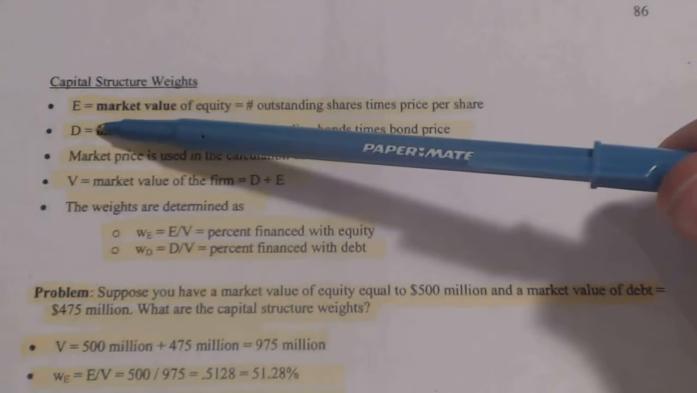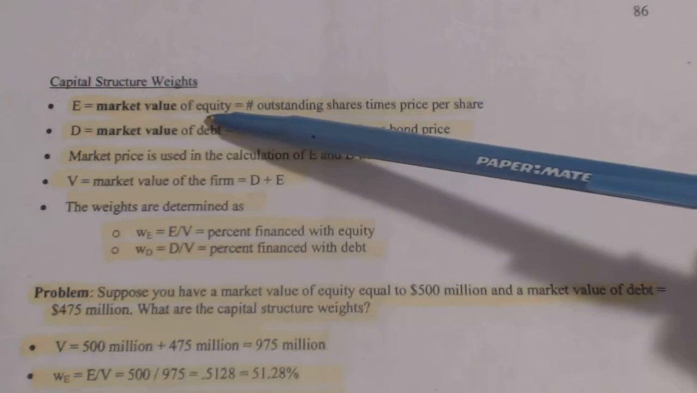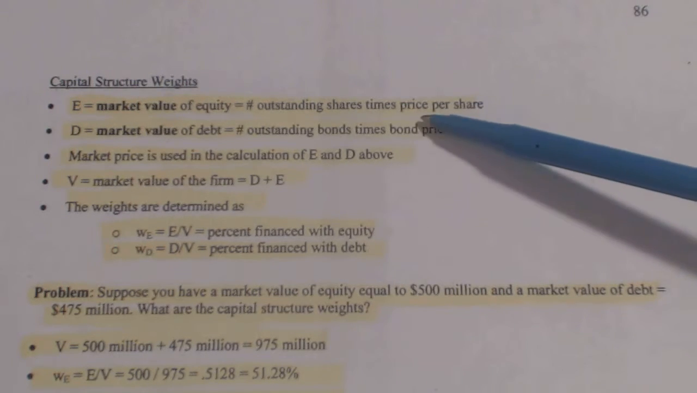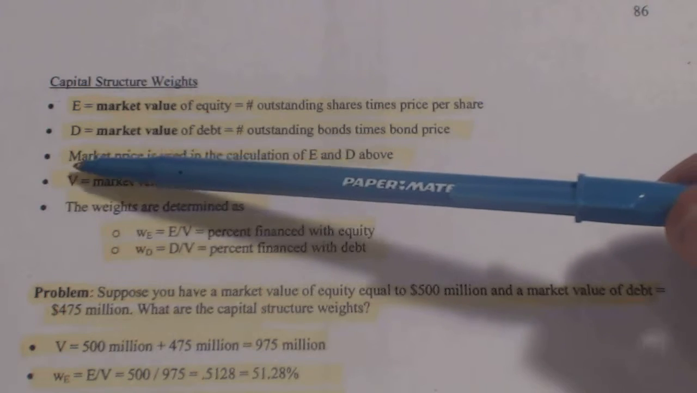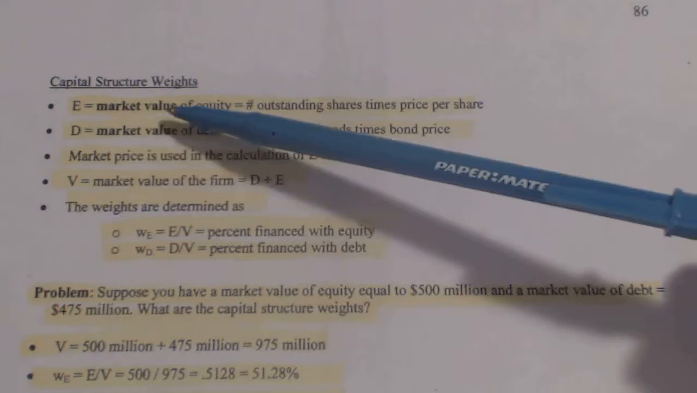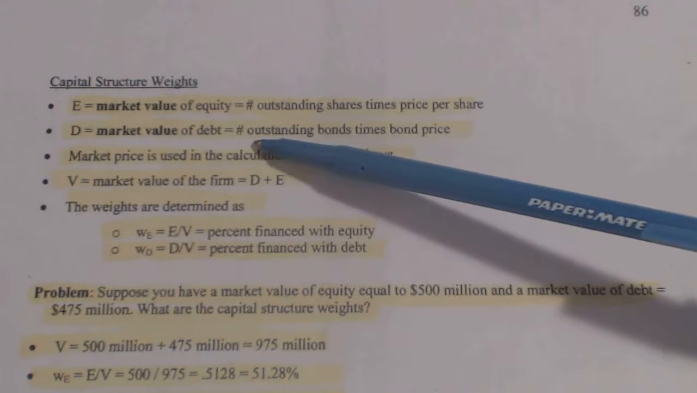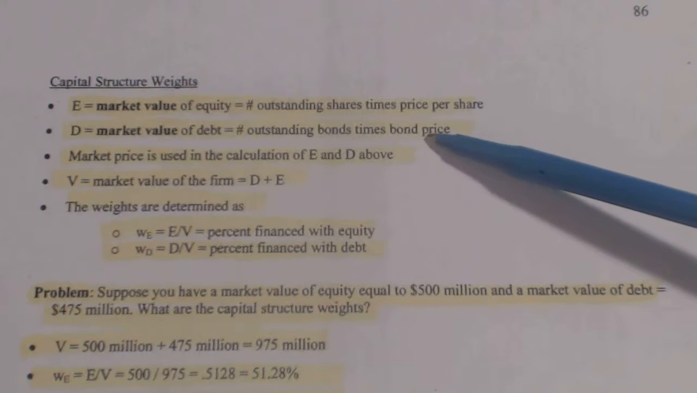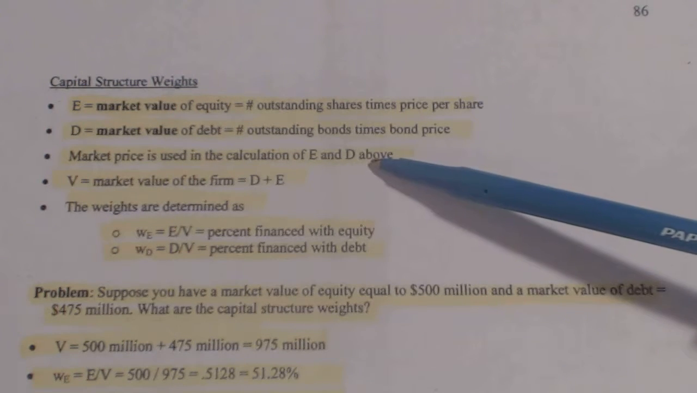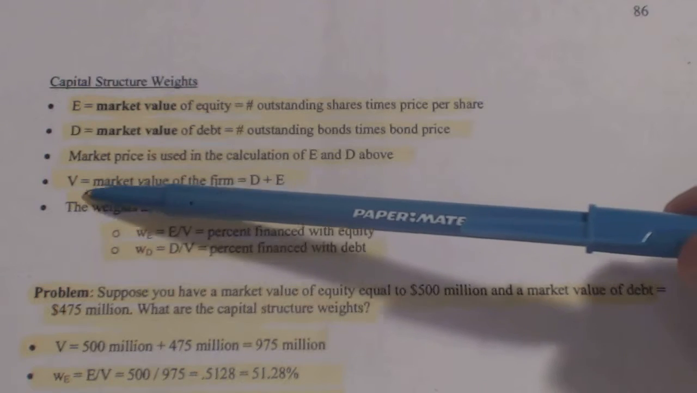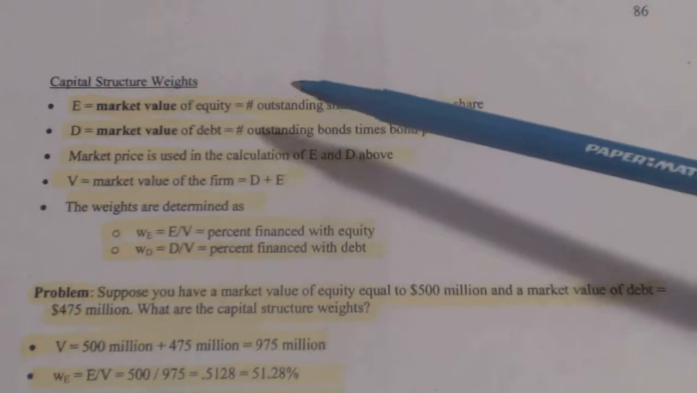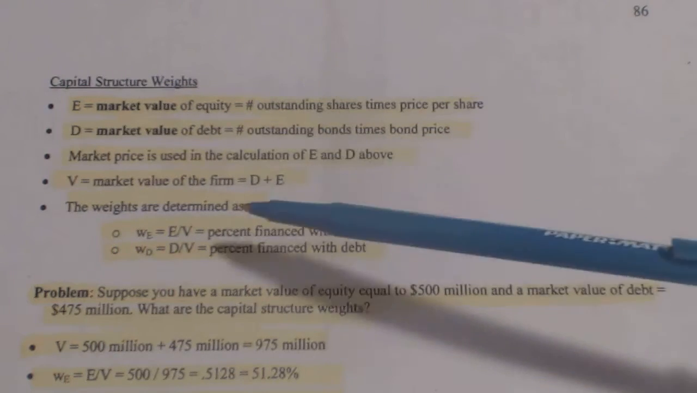The symbols they use are E for market value of equity, which is the number of shares times the market price. D for debt, market value of debt. They're saying market value, so you're using the market price: the number of bonds times the bond's market price. Market price is used in calculations of E and D, equity and debt. V is the market value of the firm, which is D plus E, obviously, the value of the debt plus the value of the equity.